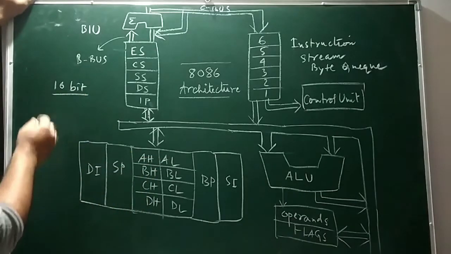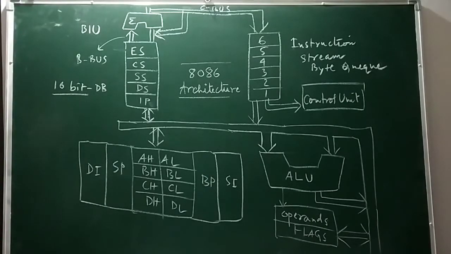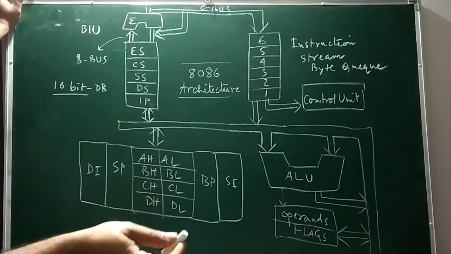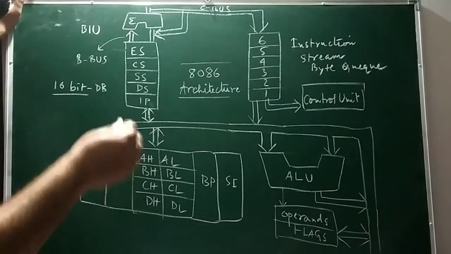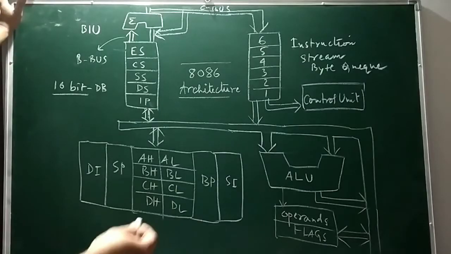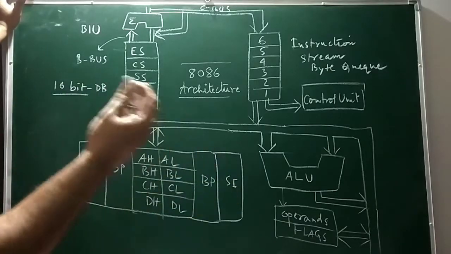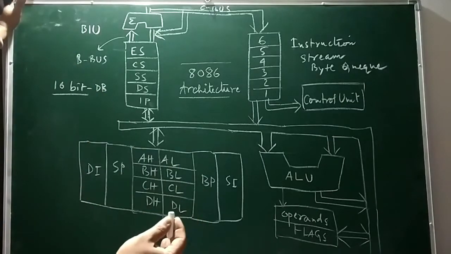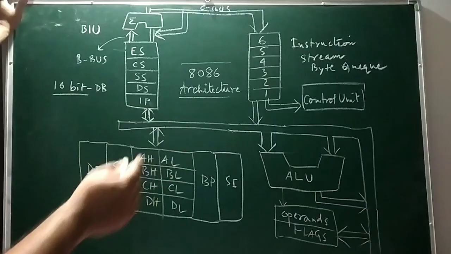a 16-bit data bus. So we can say it can read data from or write data to memory and its peripheral ports, either 16-bit or 8-bit at a time. It has a 16-bit data bus, means it can either read data or write data to the memory and to its peripheral ports, either 16-bit or 8-bit at a time.